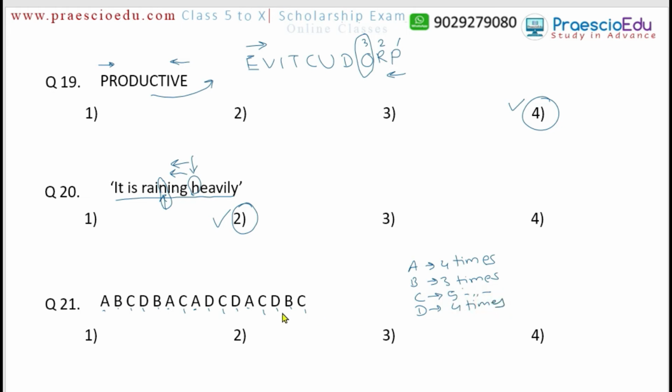After the D again B. So there is no other letter given. So A, B, C, and D. Which letters are repeated the same number of times? Same numbers means 4 and here 4. So these are the same numbers. So A and D. A and D is given in option number 1.